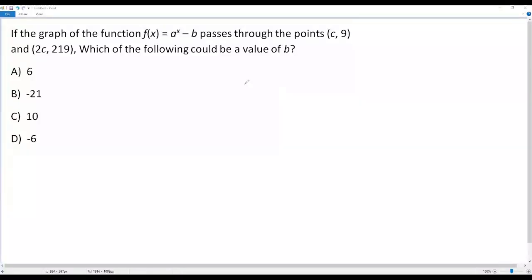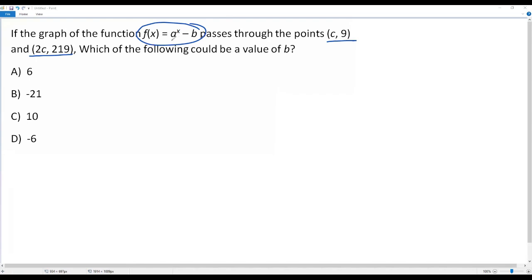Here we have a math problem. Okay, let's go with the question. If the graph of the function f of x equals a to the x to the power negative b passes through the points (c, 9) and (2c, 219), which of the following could be a value of b? Okay, here the graph of this function passes through these 2 points.